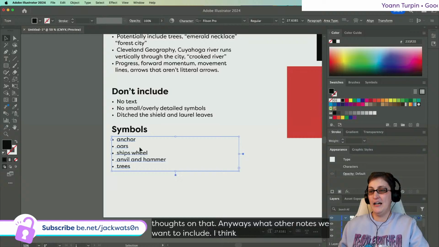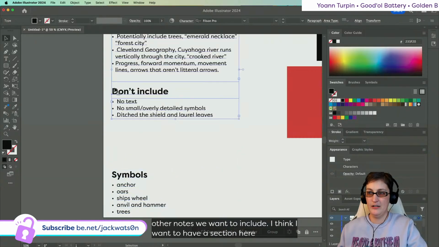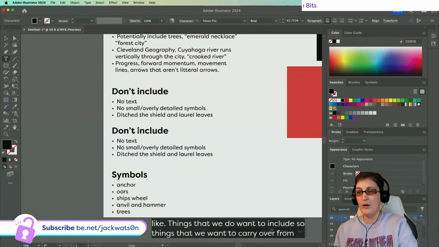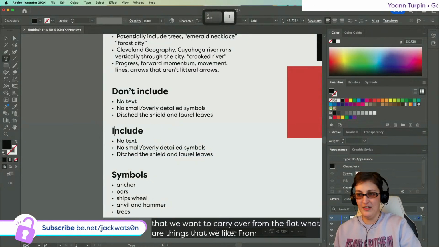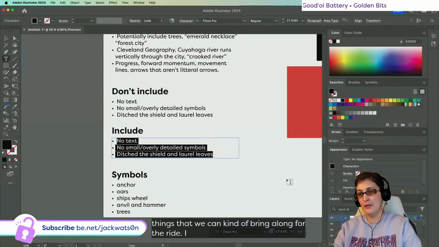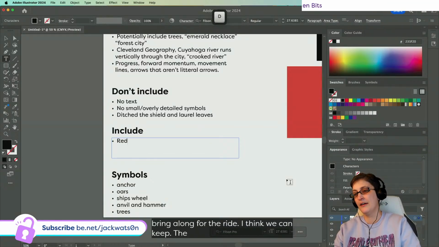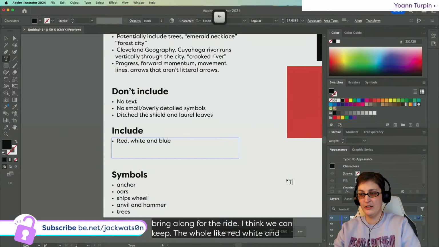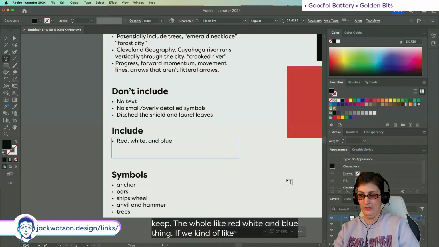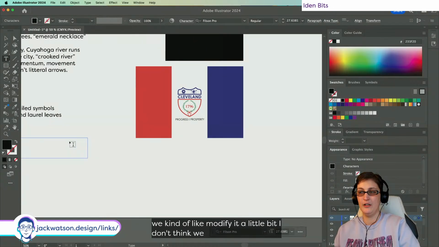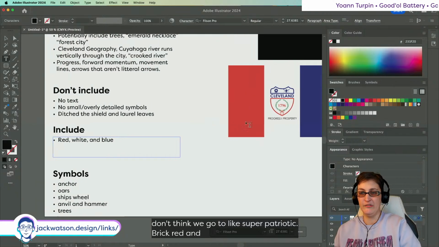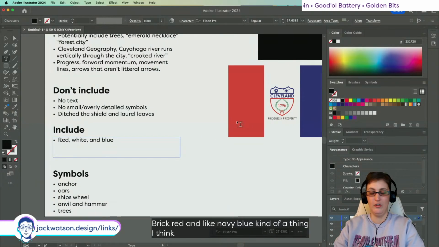I think I want to have a section here of things that we do want to include, so things that we want to carry over from the flag. What are things that we like from the flag, or things that we can bring along for the ride? I think we can keep the whole red, white, and blue thing if we modify it a little bit. I don't think we go the super patriotic brick red and navy blue kind of thing. I think we alter the colors.